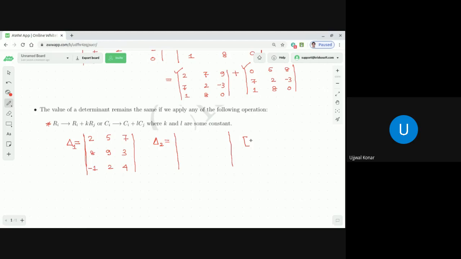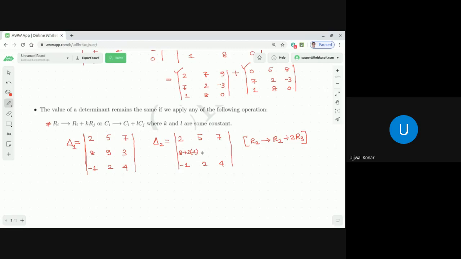That R2 becomes 2 into R2. I'm sorry, it is R2 equals R2 plus 2 into R3. If we do this thing, then the first and third rows will remain the same: 2, 5, 7. And the third row you can also write like this: minus 1, 2, 4. That remains the same. What is our new R2? Our new R2 becomes, what is the old R2? That is 8 plus 2 into R3. What is the corresponding element of R3? 2 into minus 1.